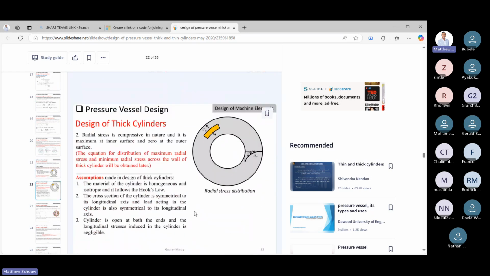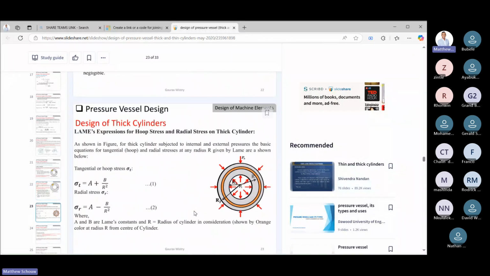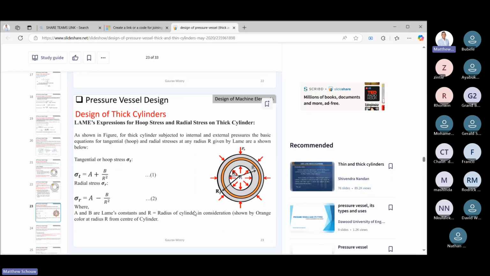Okay, there are assumptions made in the analysis, which I'm not going to go over, and we will look into that. So that's the basic stuff. I'm going to talk to this one, and then we're going to start solving problems immediately. So this is going to Mohammed's question there, and those are the two formulas you're going to use, right? One is for your hoop stress, which is A plus B over r squared, and your radial stress is A minus B over r squared. Okay, and we typically have to find these A's and B's.